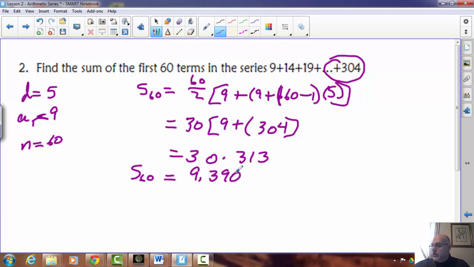Okay, so when you do this with the calculator, just be careful. Remember your order of operations. First thing here, 60 minus 1 is 59. Then multiply by 5. Right? Parentheses, multiplication, addition, subtraction. That's where the 304 came from. Then when you add the 9 to that, you get 313. So there's the sum of the first 60 terms.